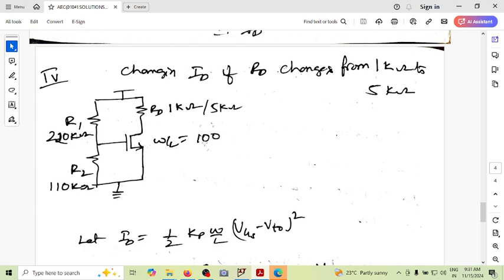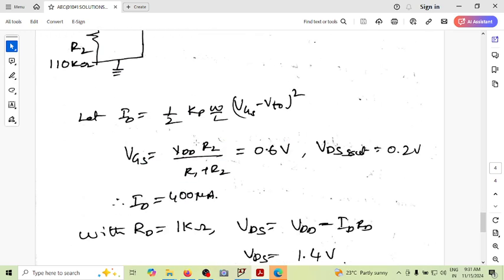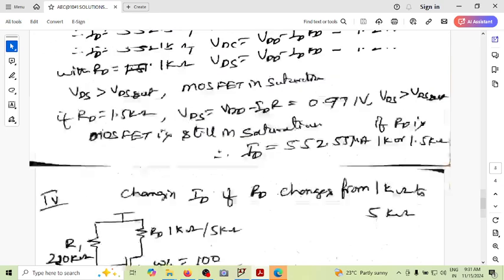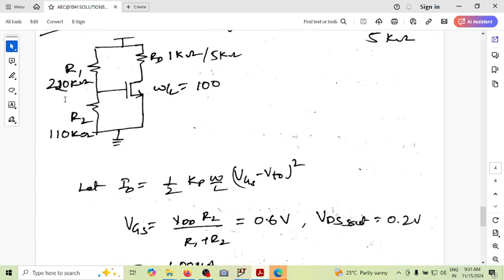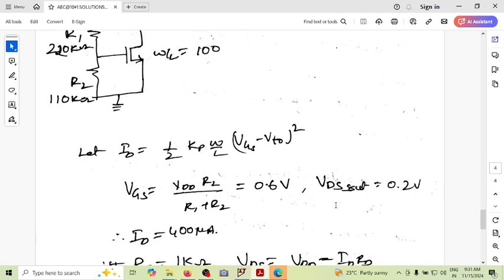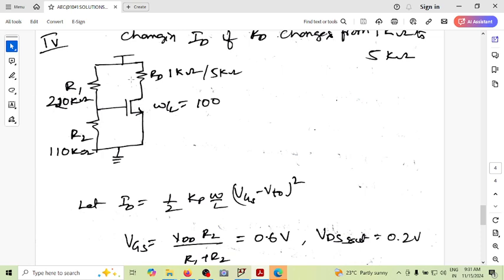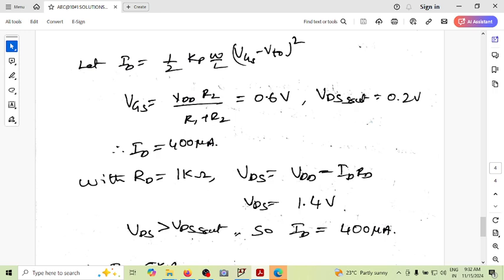So we already know that when it is 1k, what is the current? Now I think we have changed it to 110k, because I just want to have a different VGS. We are changing the value of RD from 1k to 5k. If this is the value of VGS, which comes out to be 0.6, VDS sat is of course 200 millivolt. The ID comes out to be 400 microampere. So let us try to find out whether, with this 400 microampere flowing, the MOSFET is in saturation.